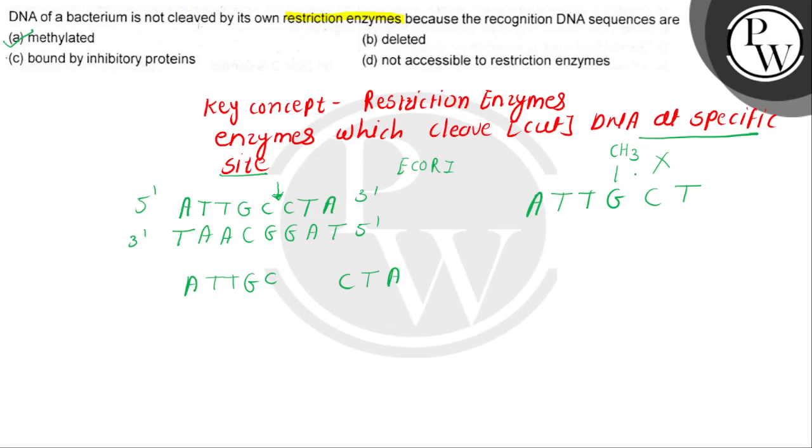Methylated means CH3 group. So your correct answer is option first, methylated. Now deleted means mutation, so it is not the correct answer. Then C, bound by inhibitory proteins, no, it is also not. And the last option D, not accessible to restriction enzyme, this is also not your correct answer. So your correct answer is option first, that the sequence is always methylated.